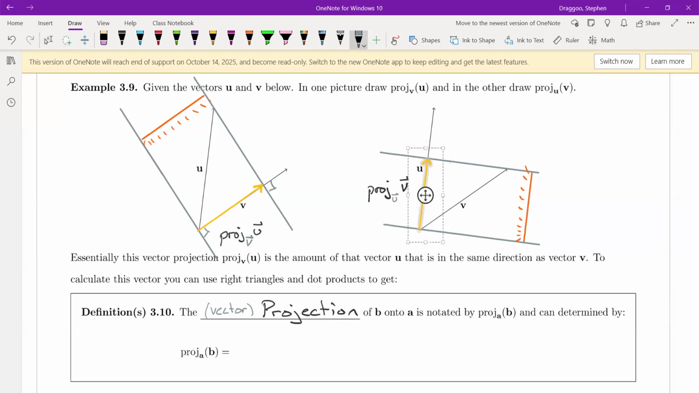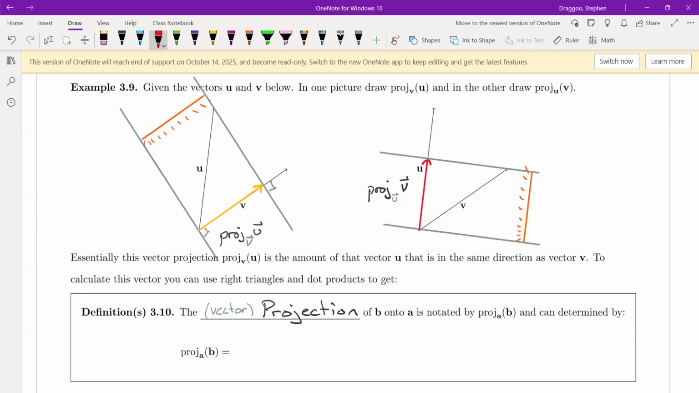Maybe I should further emphasize that by giving this a color. How about red? So the order that we do a projection in matters. So we got to make sure that we get that right. Make sure that the vector being projected onto is paid attention to.